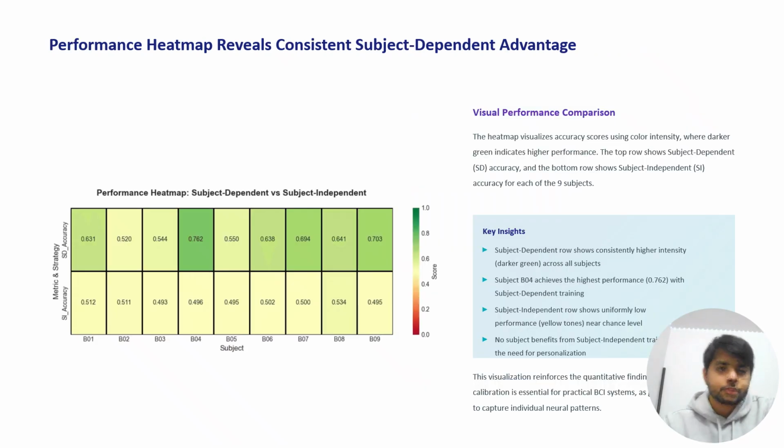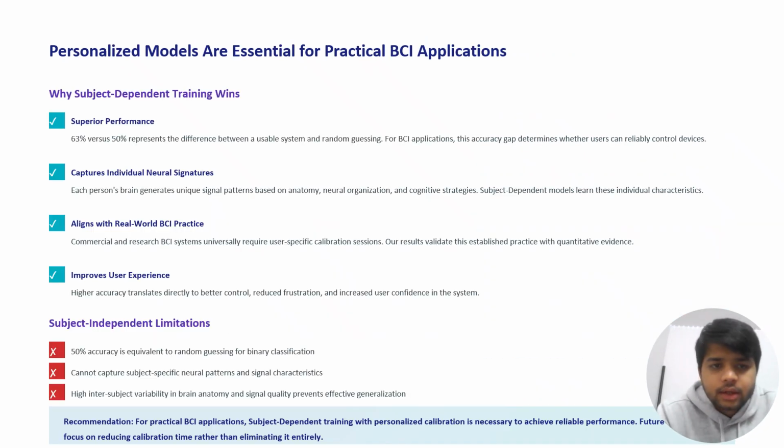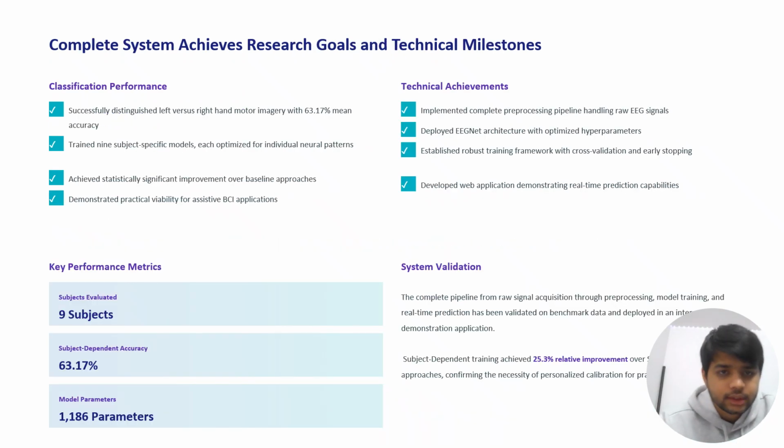And here is the heat map of the accuracies for each subject. So we can see most of the green region is from the subject dependent, not the subject independent. Hence, I have decided to use the subject dependent training method. After that, here are the explanations of why I have selected subject dependent training, which I already explained in my previous slides.